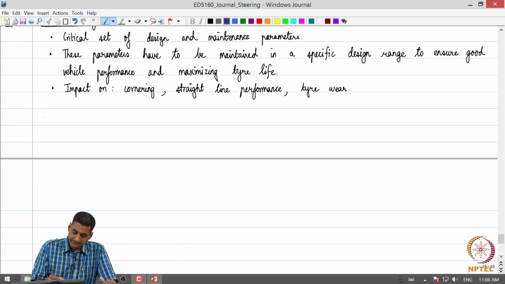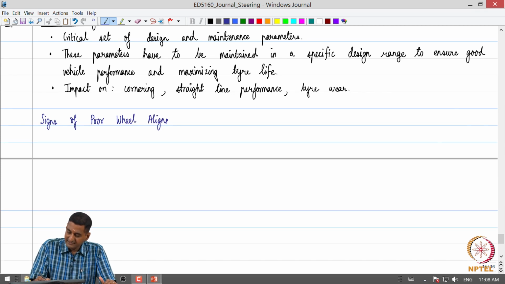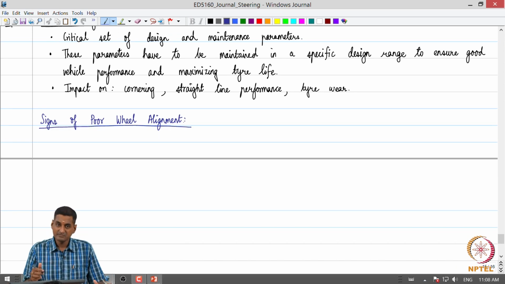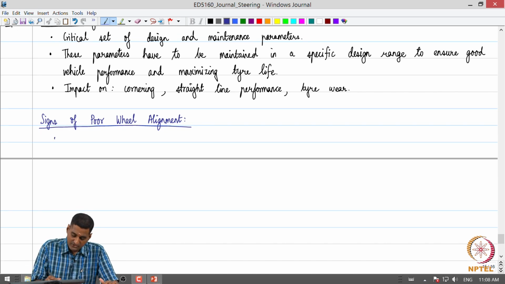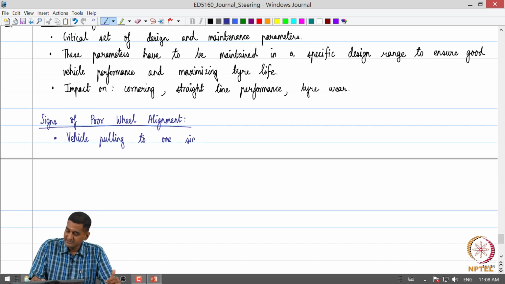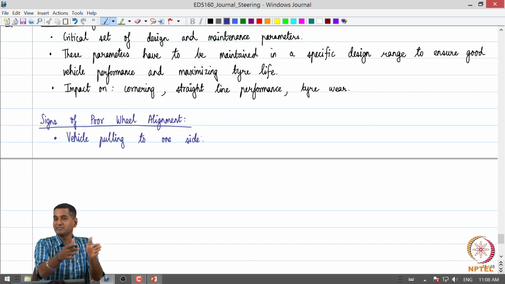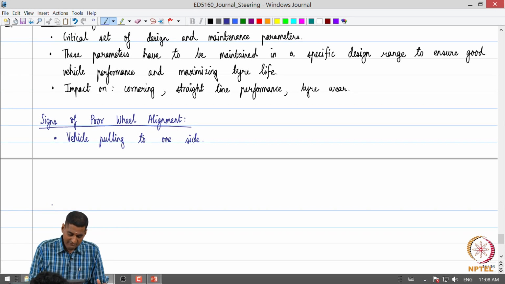So what are some practical signs of poor wheel alignment? Let us look at these first, and then we would define various parameters very carefully, and correlate these observations that we see in practice. So one sign is the vehicle pulling to one side. Even if the driver intends to go straight ahead, one may feel that the vehicle is being pulled or is drifting to one side. That is a sign of poor wheel alignment.